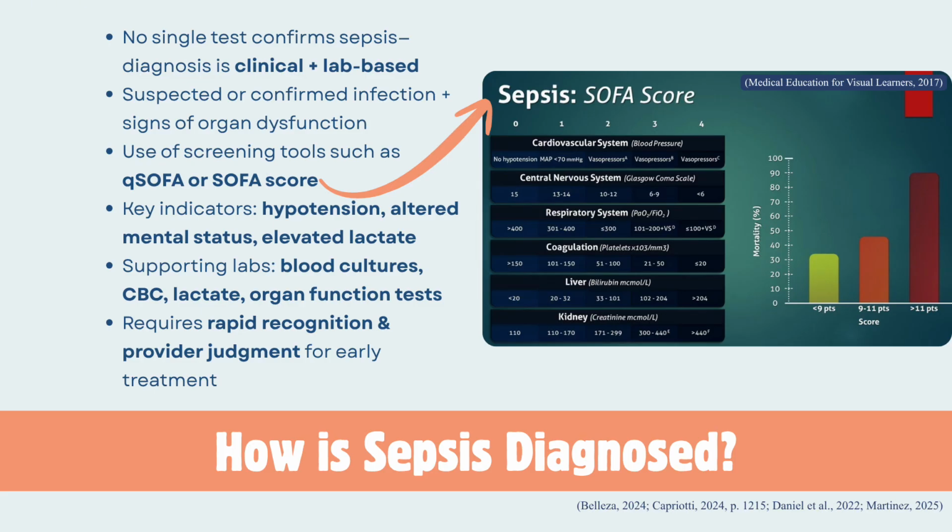Clinicians may also use screening tools such as the Q-SOFA or SOFA scoring systems to help identify patients at risk. Key clinical indicators include hypotension, altered mental status, and elevated lactate levels, which suggest impaired tissue perfusion. Supporting laboratory tests include blood cultures to identify the causative organism, a complete blood count to assess white blood cell response, lactate levels to evaluate oxygen delivery, and additional tests of organ function. Because sepsis can progress rapidly, diagnosis relies heavily on early recognition, clinical judgment, and immediate initiation of treatment.